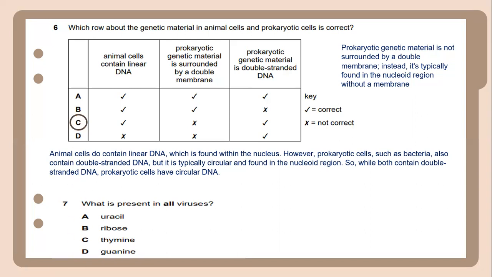And the answer would be: animal cells contain linear DNA is correct. Prokaryotic genetic material is surrounded by a double membrane, and this is not correct. And prokaryotic genetic material is double-stranded DNA is correct.